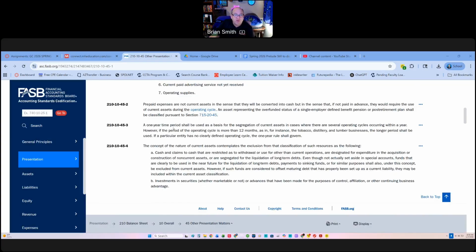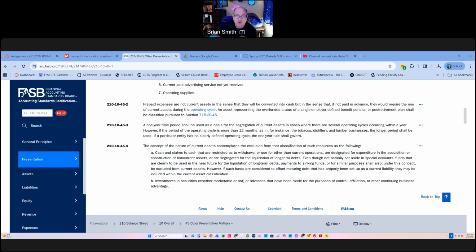A 1 year time period shall be used as a basis for segregation of current assets. Okay, this is more explaining that. However, if the period of the operating cycle is more than 12 months, as in, for instance, the tobacco, distillery, lumber. Okay, these are good examples of what are not 12 months. I've always talked to my students, telling them there are some that are beyond 12 months, but I never really had good examples of it. But they're distillery. I think is that alcohol? I think it is. Lumber and tobacco are obvious.